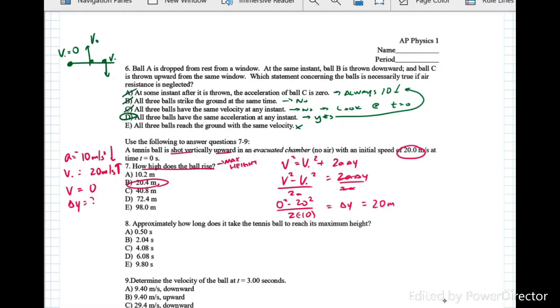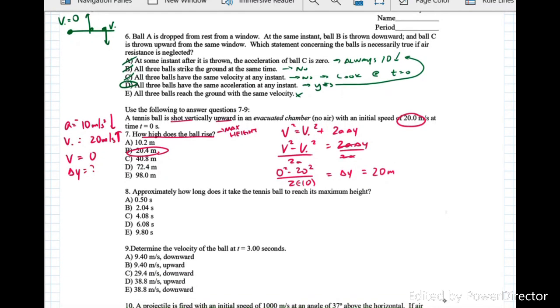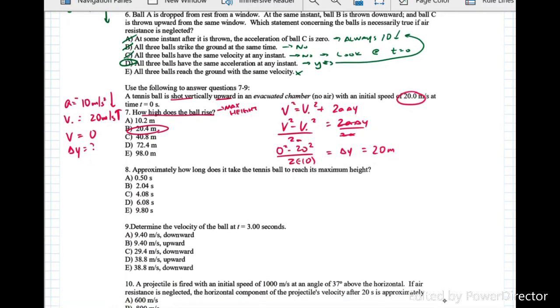How long does it take the tennis ball to reach its maximum height? For this tennis ball, it's the same set of information, and we just want the time now. We have everything except for the time. We have the 20 meters for the delta y, so we need the time. We can pick the easiest equation to find time. V equals V0 plus at. Subtract over the initial velocity and divide both sides by a: 0 minus 20 divided by negative 10. The time is 2 seconds.